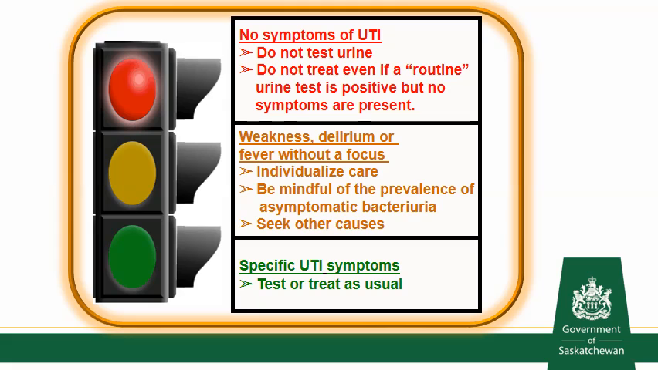Just remember the street light. If there are no symptoms, think of a red light. Do not test the urine and do not treat. If there are vague symptoms or changes, go cautiously and think of the orange light. Assess and monitor the resident. Individualize the care you are providing to look for other causes or true signs and symptoms. And if there are symptoms, think of the green light. Contact your practitioner to test and treat as per your usual protocol.